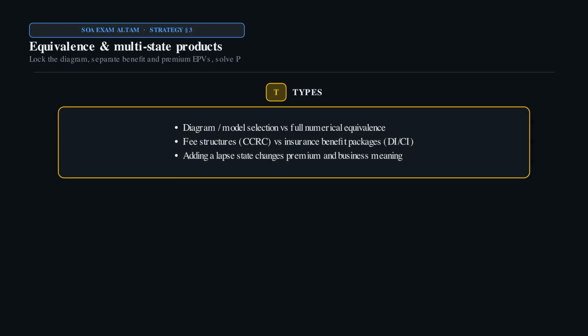Differences: verbal diagram and model selection versus a full numerical equivalence solve. Fee structures on a CCRC campus versus insurance benefit packages. And adding a lapse state changes both the premium and what lapse-supported business means.